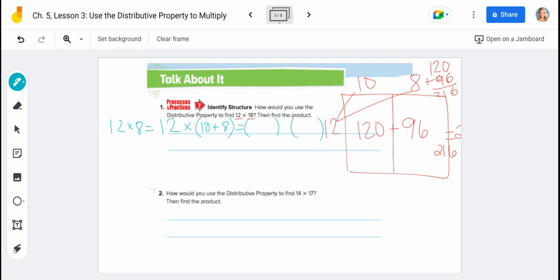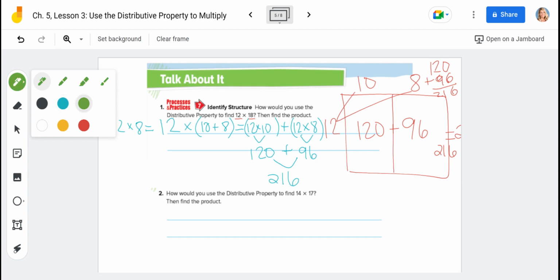With, okay, I first multiplied 12 times 10. Then I multiplied 12 times 8. And then I added them together. 12 times 10 was 120. 12 times 8 was 96. And whenever I added these together, I got 216. All right. So let's do another one.